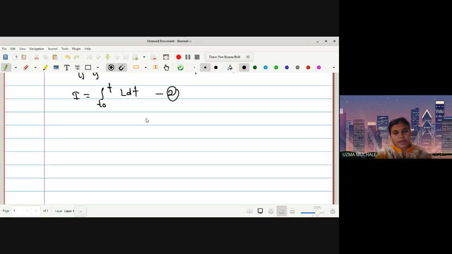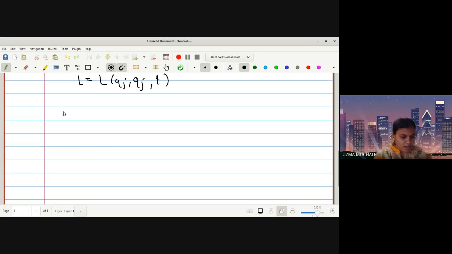Now, if I want to prove Lagrange's equation of motion, I must know what L is. L is nothing but a function of qj, qj dot and t, correct? Do you remember this? Yes, ma'am. Now, by Hamilton's principle, out of all those possible paths, the system will choose a path along which the line integral of the Lagrangian is extremum. That is, delta I should be equal to 0.